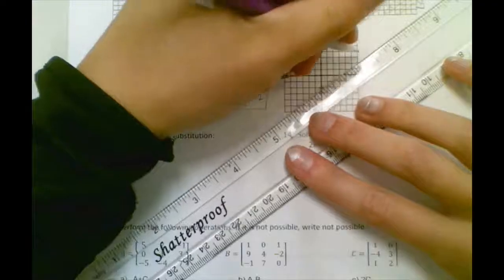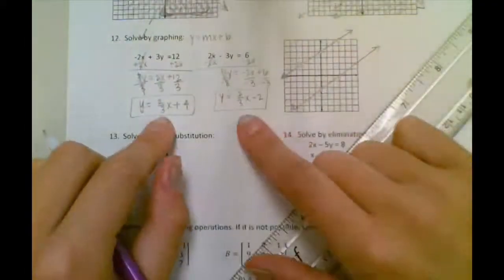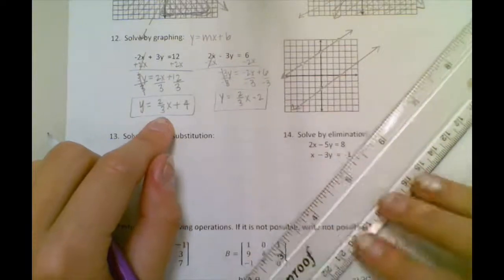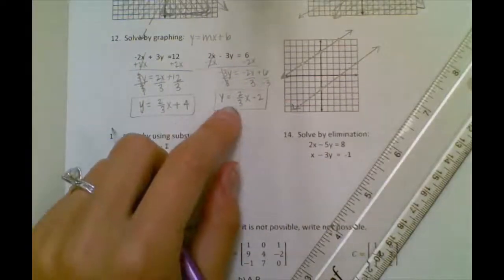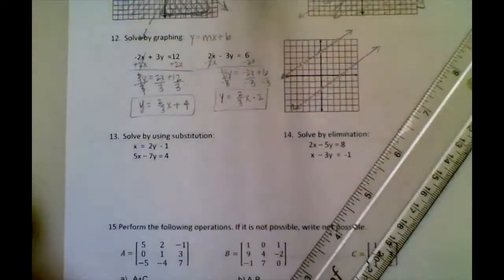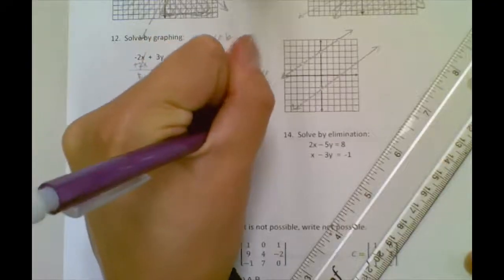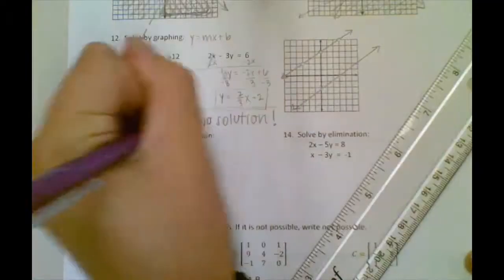Hey, these lines have the same slope. You guys see that? Remember, lines of the same slope are parallel, so they don't touch, which would mean no solution. Okay?